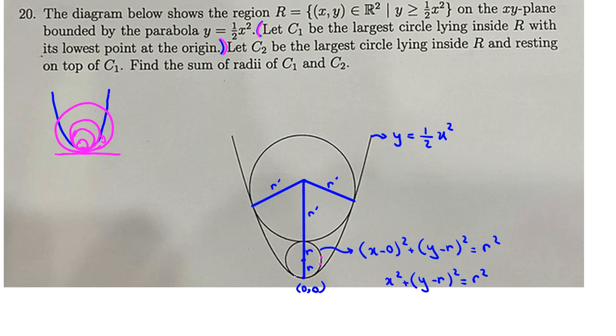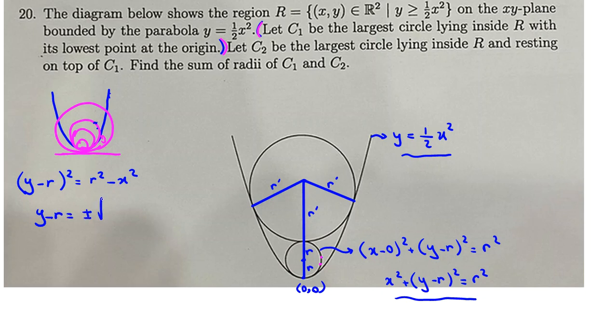Now here, look, we want to apply this condition. We say, okay, we want to say it's on top of that. This one always should be on top of this one. So on top means what? Y of this should be greater than y of this one. Y of this is 1 over 2 x squared. So we should find y of the circle. So y minus r squared equal to r squared minus x squared. So y minus r equal to plus minus root r squared minus x squared. So y equal to r plus minus root r squared minus x squared.